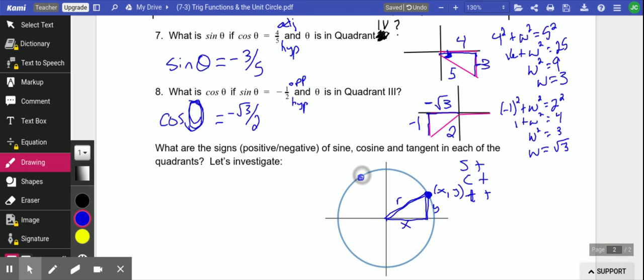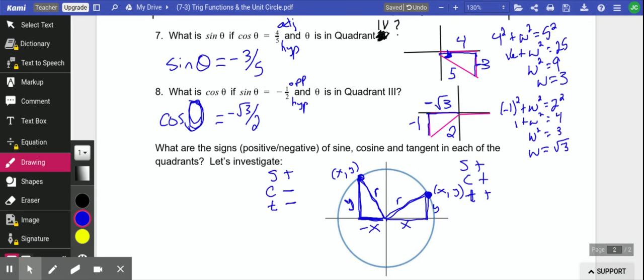Now, let's think about a point in the second quadrant. So again, this is a point xy. In this quadrant, the x-coordinate is going to be negative because we've gone left, and the y-coordinate is going to be positive, and the radius is always positive. So when we're doing the sine, sine is opposite over hypotenuse. y and r are both positive, so sine is going to be positive. But when you do cosine, adjacent over hypotenuse, that's going to be a negative value. And when you do tangent, that's opposite over adjacent, that's going to be a negative value as well.